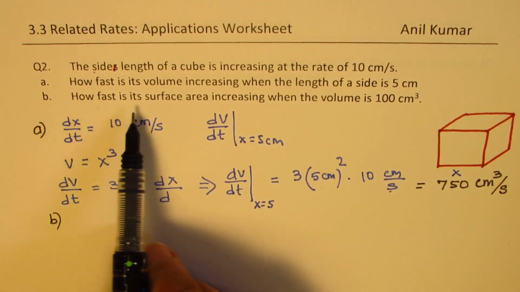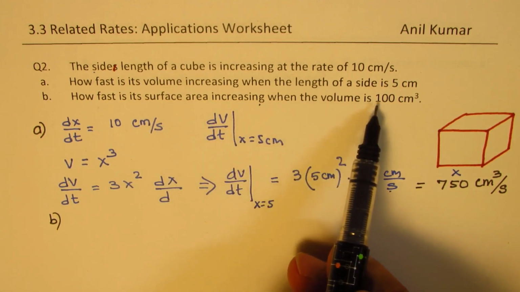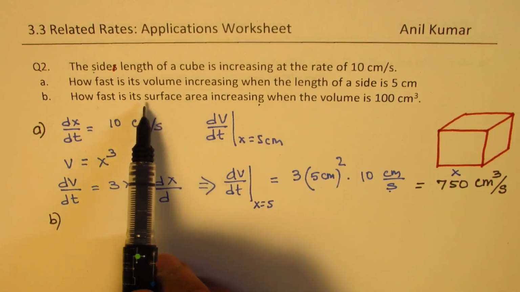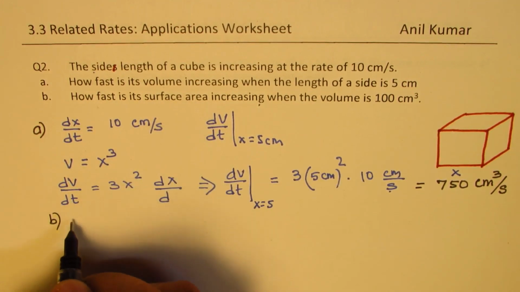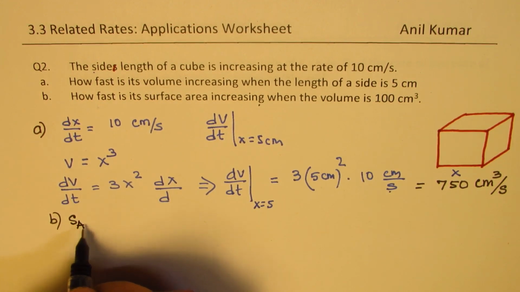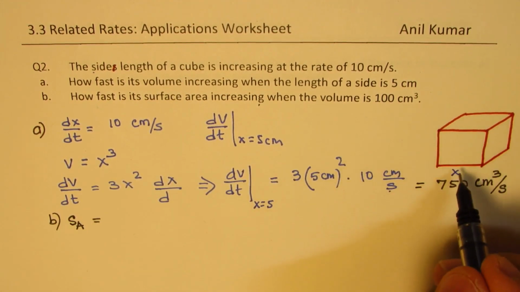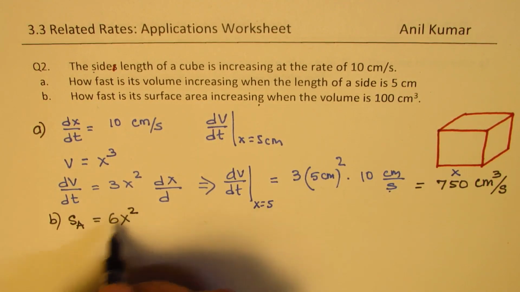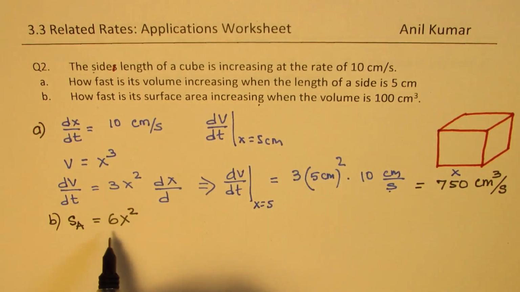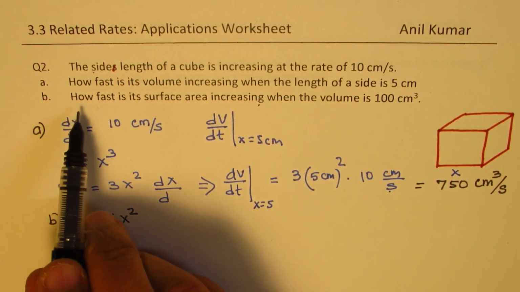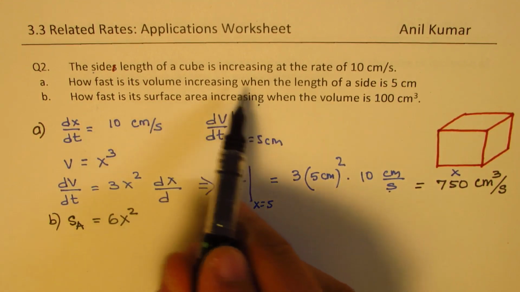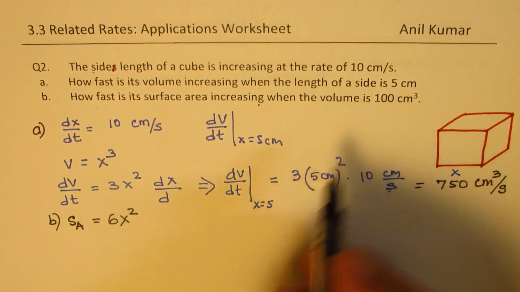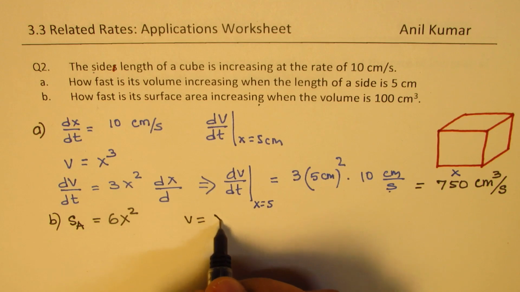Part B is, how fast is its surface area increasing when the volume is 100 centimeter cube? Now, this is very tricky actually. We now want to find how fast the surface area is increasing. So the surface area of a cube is what? If x is my side, there are 6 sides, so it is 6x squared. That is the surface area. So we have a relation between surface area and the sides, but it says how fast is its surface area increasing when the volume is so much? Well, we should know the volume of this is x cubed, right?